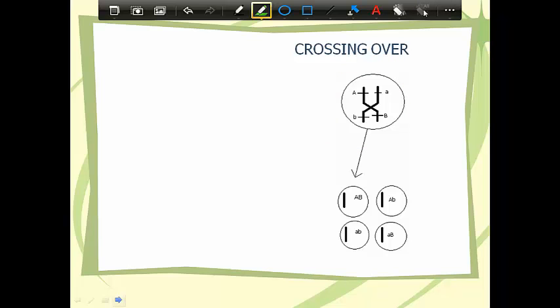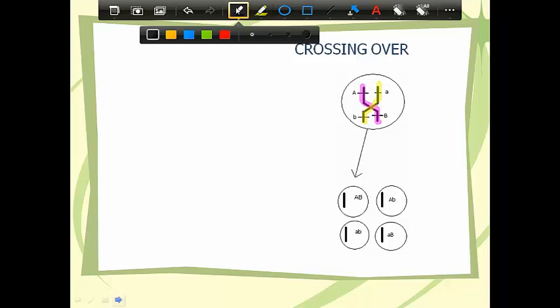We'll make the first side pink again. So there's a chromosome on the left side, and then the other side is going to be yellow. Notice that the pink chromosome originally had a big A and a big B, and the yellow chromosome originally had a little a and a little b. So we're going to diagram that out.